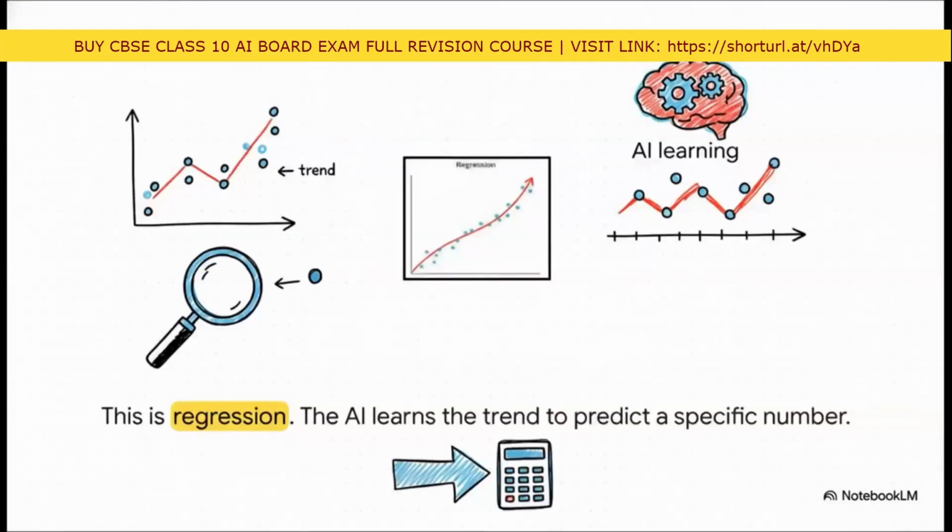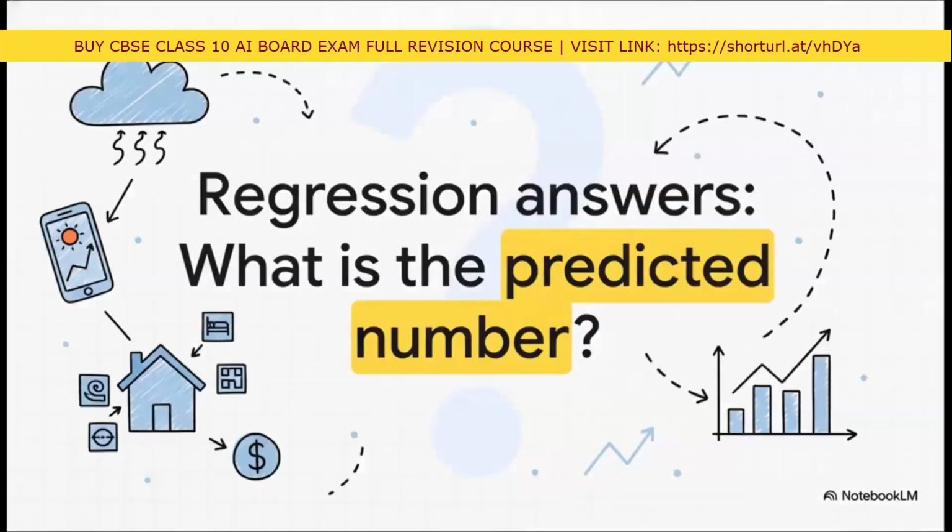But what if you don't need a category? What if you need an actual specific number? Well, that's where regression comes in. So instead of drawing a line to split things into groups, a regression model learns to draw a line that best fits the trend of all the data points. The bottom line here, regression is all about predicting a number.